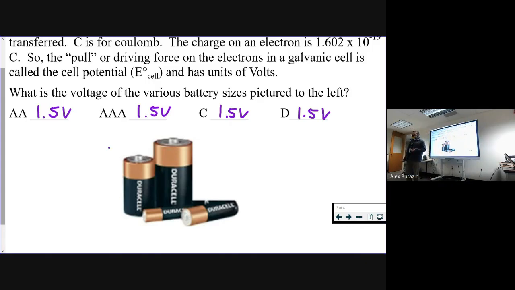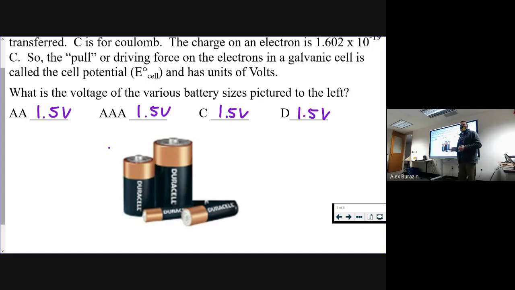Have you seen D batteries before? Big beefy ones. The only thing I remember using D batteries for in my life was my kids' baby swing when they were little. That sucker took 4 D batteries.